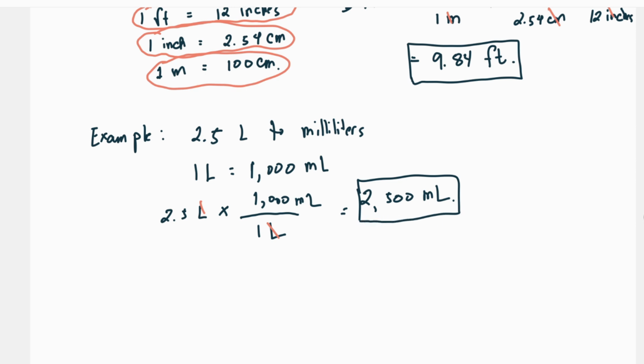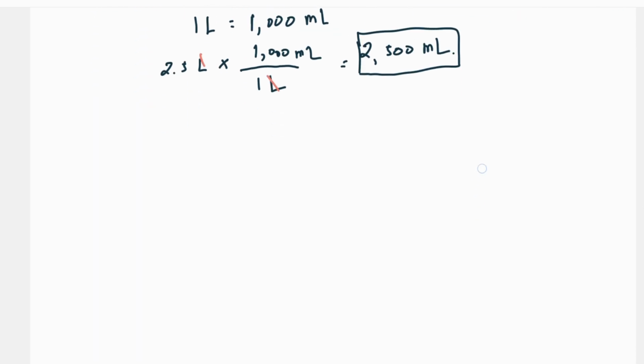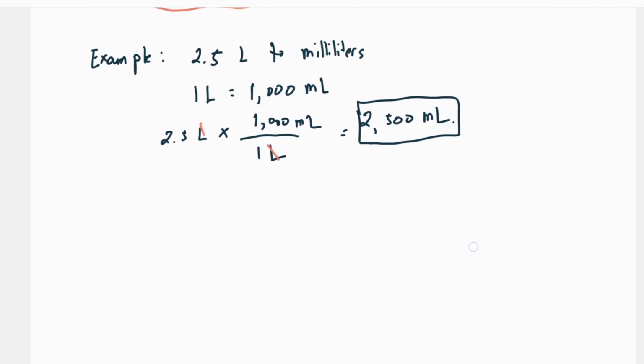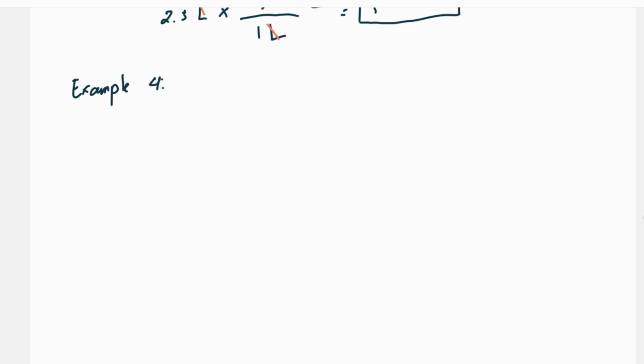So this is how we convert 2.5 liters to milliliters. Now, let me move on to a more complicated example. In this case, we sometimes will be able to face conversion of units wherein it involves multiple dimensions. For example, let's have this for our example number 4.